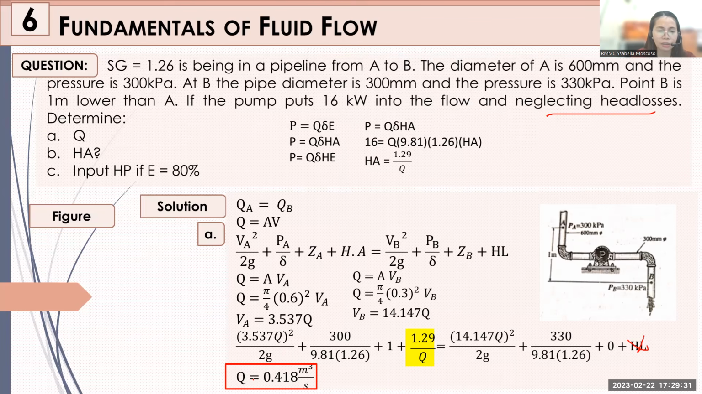Okay? So, since we have already gotten the value of your discharge, can we now get the value of your head added? Yes. Because we all know that head added is equal to 1.29 over Q. And that is 1.29 divided by 0.418, and that is equal to 3.09 meters.